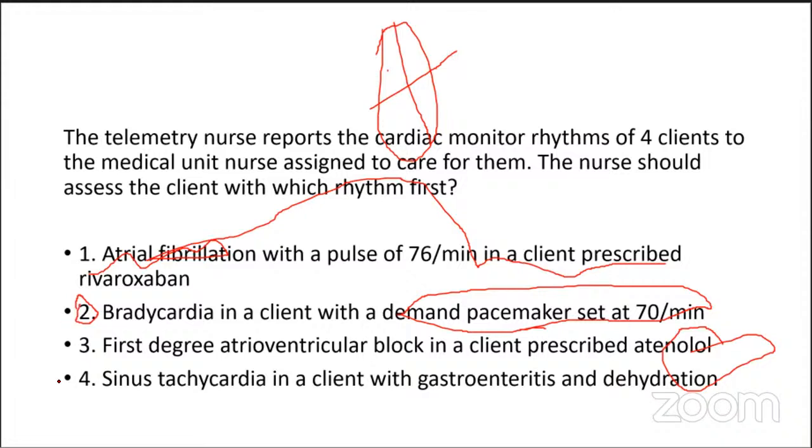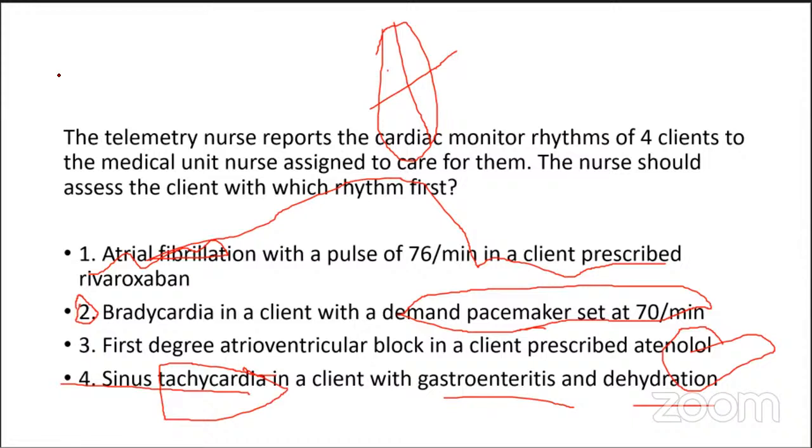How about the client with a sinus tachycardia? He's in a sinus tachycardia, but he has gastroenteritis and dehydration. Again, what's a sinus tachycardia? Tachycardia means the heart rate is fast. But which type of tachycardia is this? Remember, we talked about ventricular tachycardia, we talked about supraventricular tachycardia and all of that. But with a sinus tachycardia, what this tells us is that the impulse that is causing this heart rate to be fast is actually following the normal conduction pathway of the heart. It's coming from the SA node. That is why it is called a sinus tachycardia.